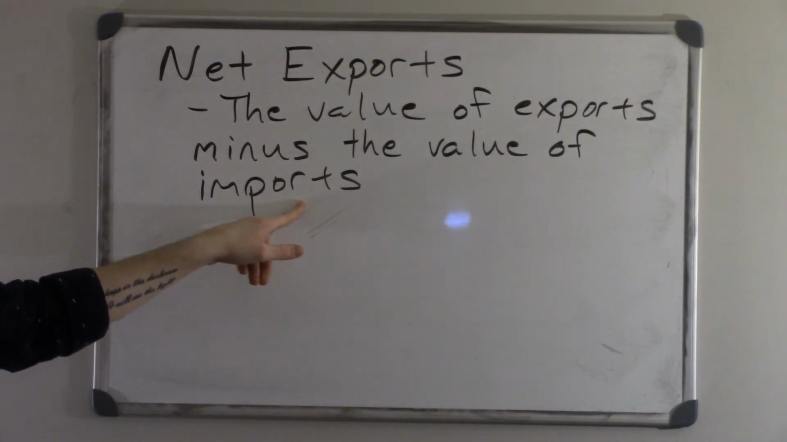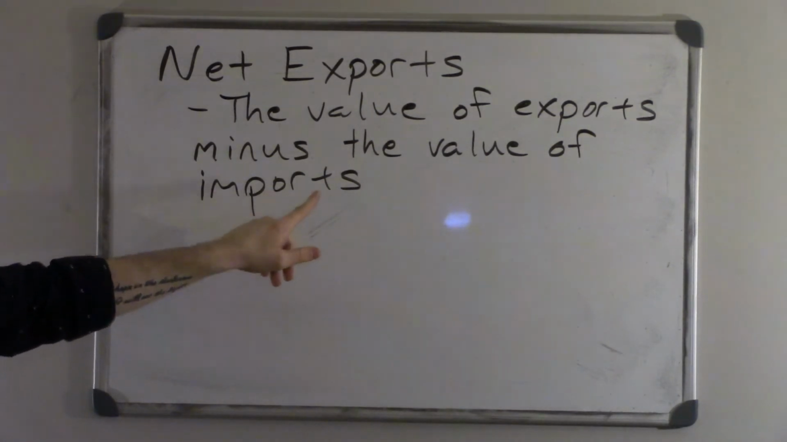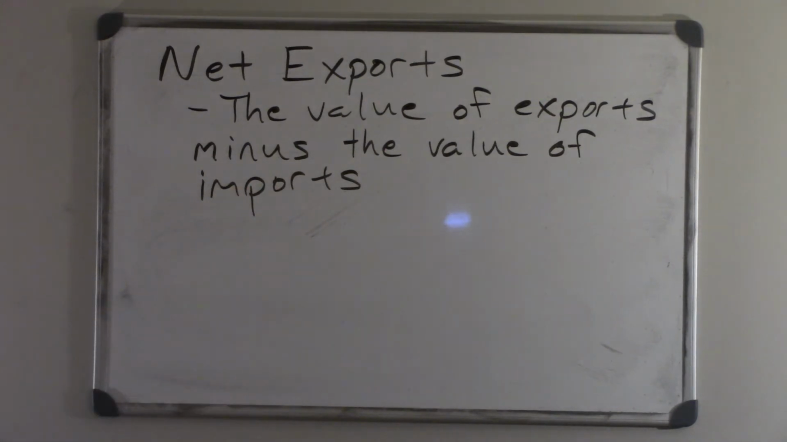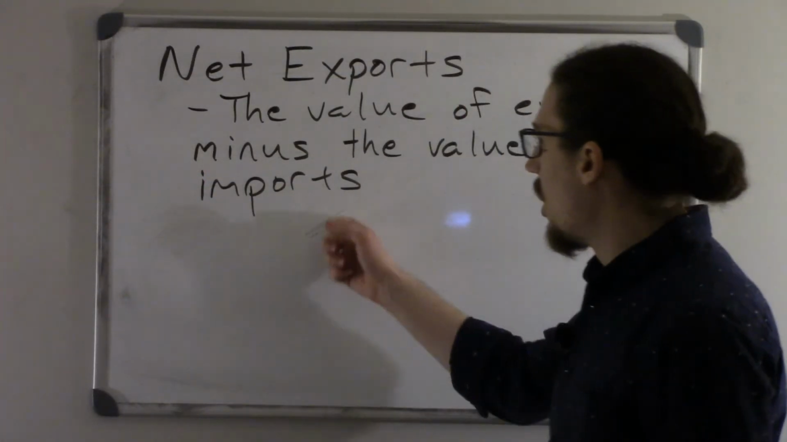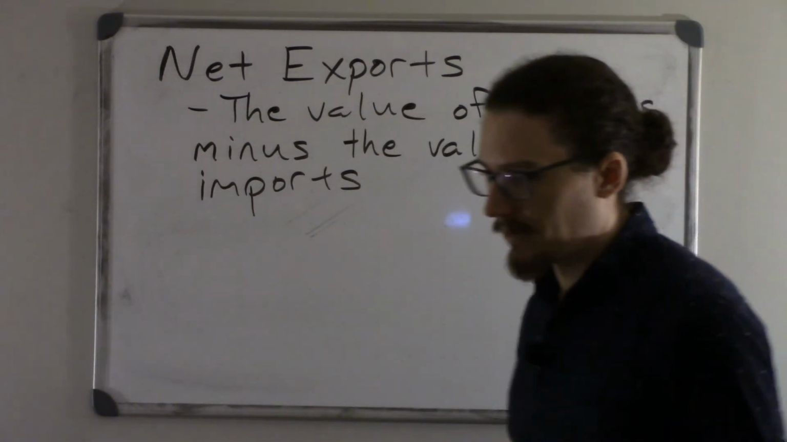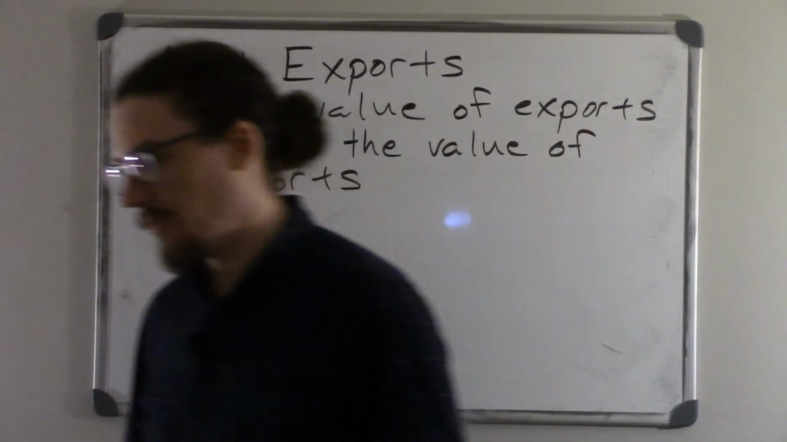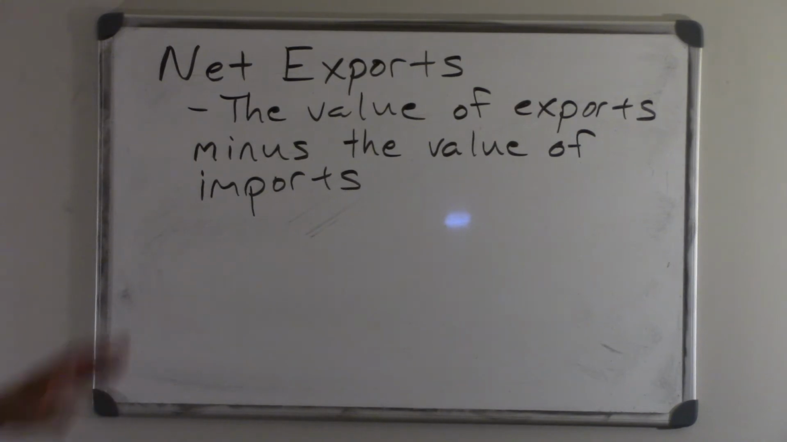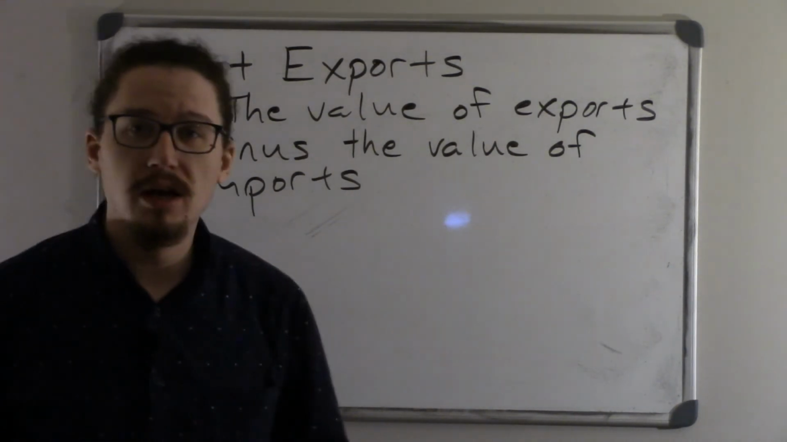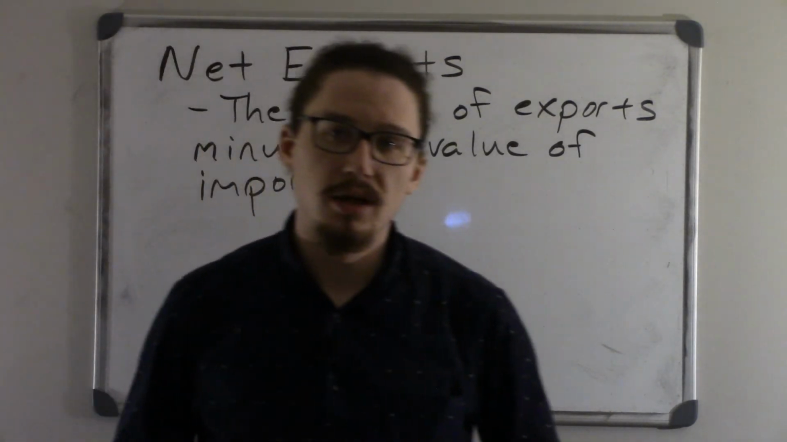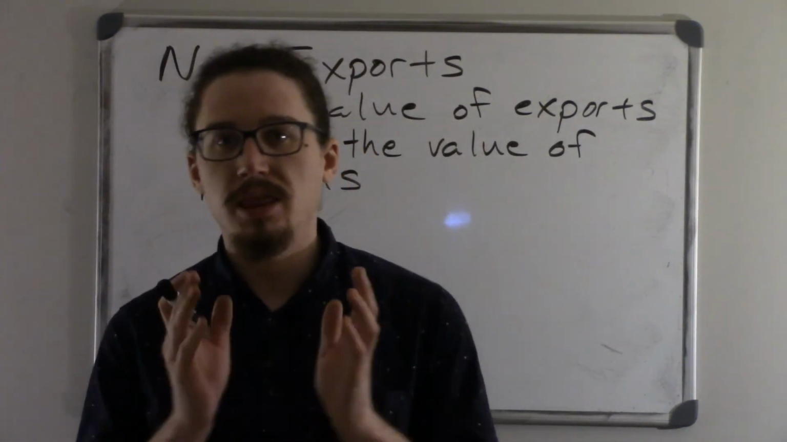Then we also have to take into account that we didn't make everything that we consumed. We did have some imports, so we need to remove the value of those imports so that we don't overcount and overstate our productivity level. But those are the elements of the national spending approach.